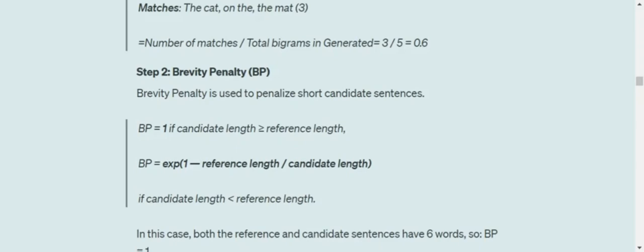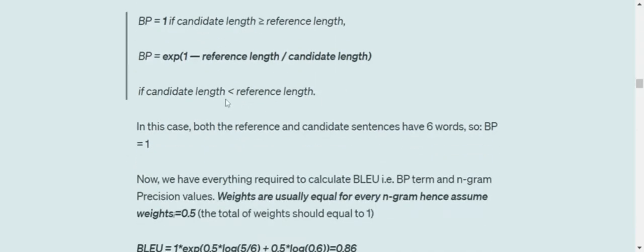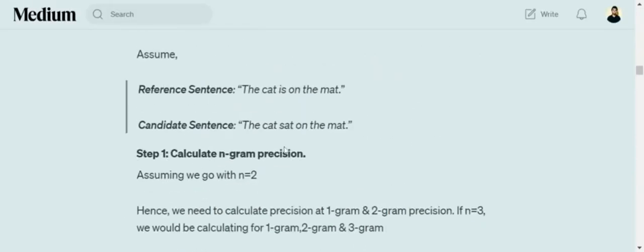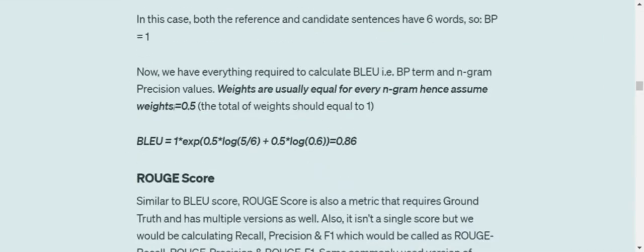The second step is to calculate the brevity penalty. Brevity penalty is basically used to penalize short candidate sentences. BLEU promotes longer outputs; if the output is shorter than the actual ground truth, it gets penalized. If the length of the candidate sentence is equal to or greater than the reference length, reference being the ground truth, the brevity penalty is 1, else the brevity penalty is exponential of 1 minus reference length upon candidate length. Again, it's all mathematics. In the case that we have considered, the length of both sentences is the same, 6 words, so the brevity penalty is 1.